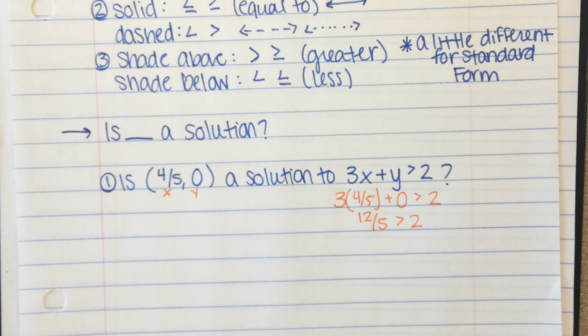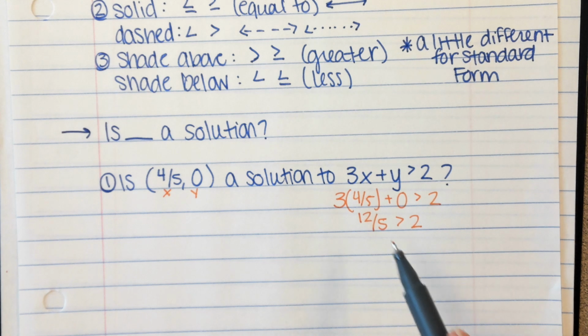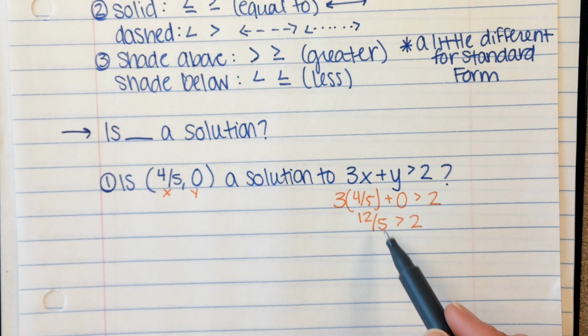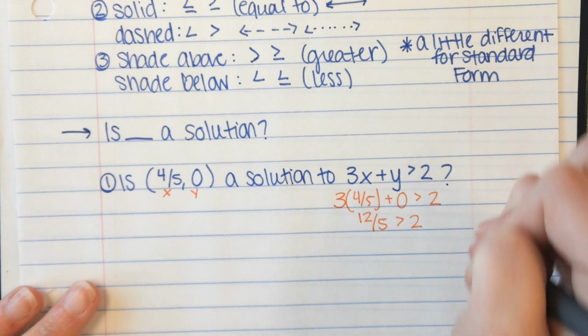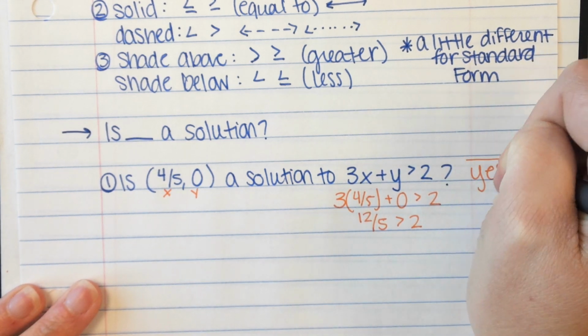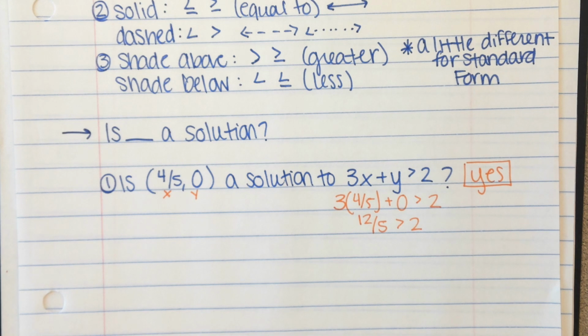Now, in some of your calculators, you can type that in and see if it's true or false. In this case, if we're just looking at it algebraically, 10/5 would make 2, so 12/5 is bigger than 2. So we would say, yes, it is a solution. Again, you could type that in your calculator. If you do 3 times 4/5, you would get 2.4. So again, that shows you that is bigger than 2. But basically, all you're doing is plugging in x and y and seeing if this statement is true or false.